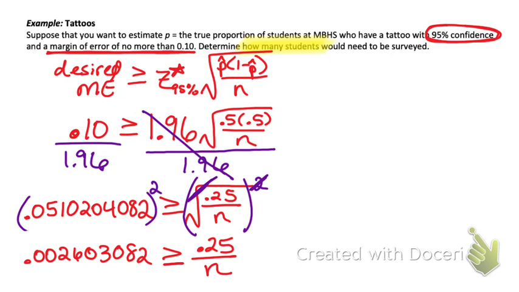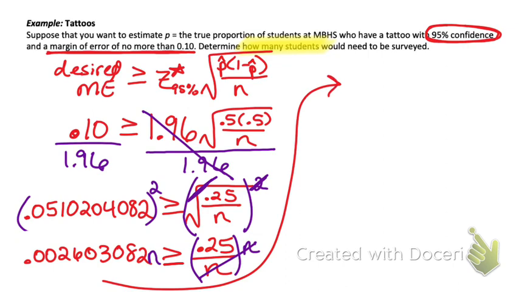Now, some of you maybe pre-calc or calculus students, maybe you already know all you have to do is switch these things. That's okay, but I'm going to go through the process. You don't have to show that on your work, but I'm going to show the process. We are multiplying both sides by n. So here's what we end up with. I'm going to move up here. 0.00260308 has to be greater than or equal to 0.25.